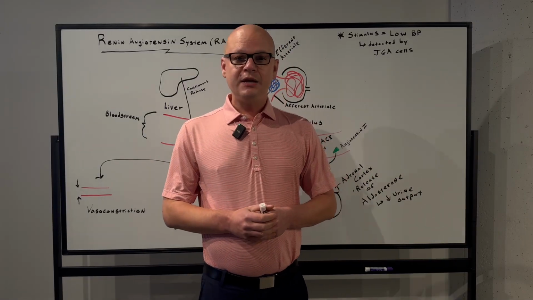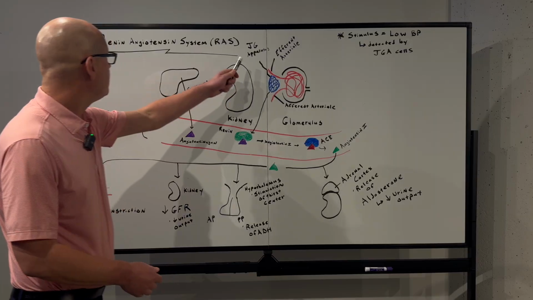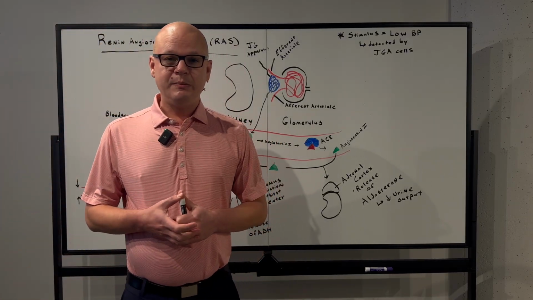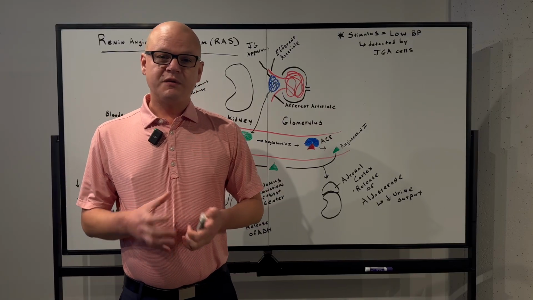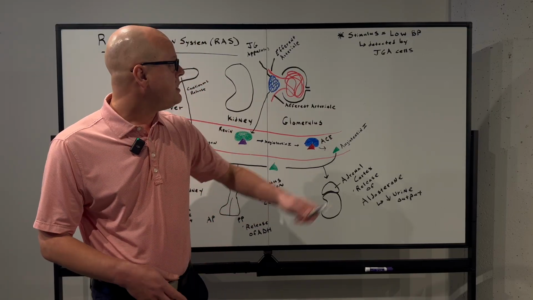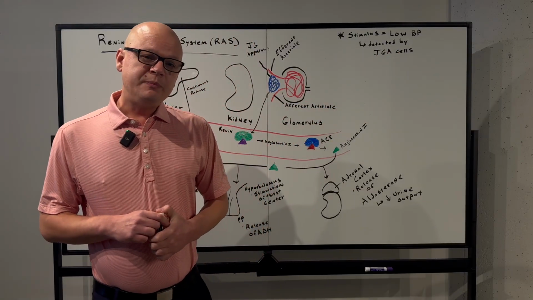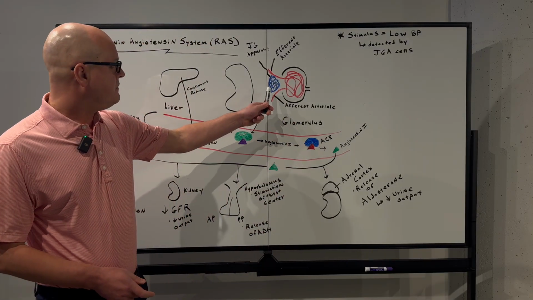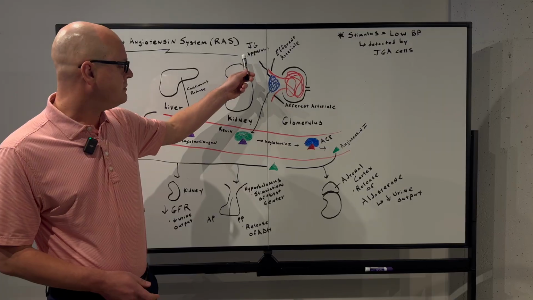Okay, let's take a look at the Renin-Angiotensin System, or RAS. This system is going to be involved with regulating blood pressure as well as blood volume, and the stimulus for the activation of this system will be low blood pressure. So the receptor for that low blood pressure will be the cells of the juxtaglomerular apparatus, or the JG.